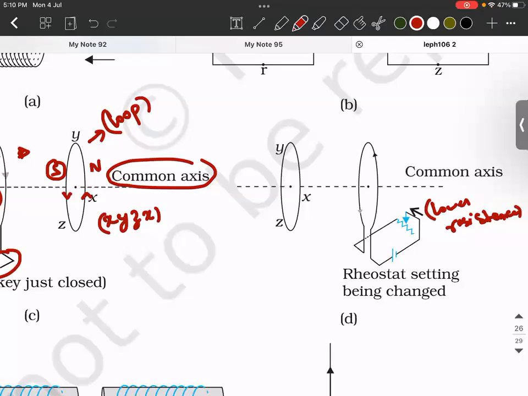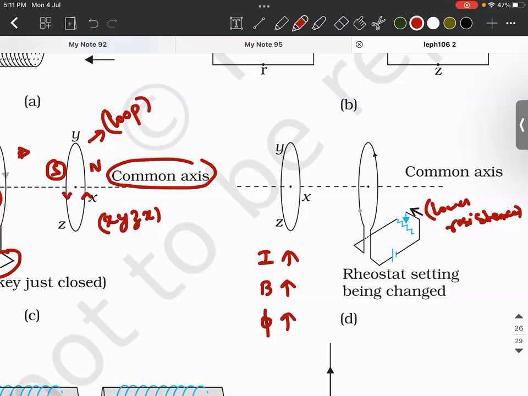Since you are moving it towards the end of lower resistance, the resistance is decreasing. If resistance is decreasing, current will increase. When current increases, magnetic field will increase. If magnetic field increases, flux will increase. I already told you in the previous class, you should always start looking at the coil from the side where you're able to see the center.